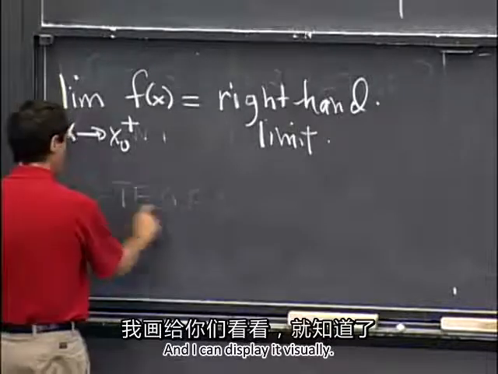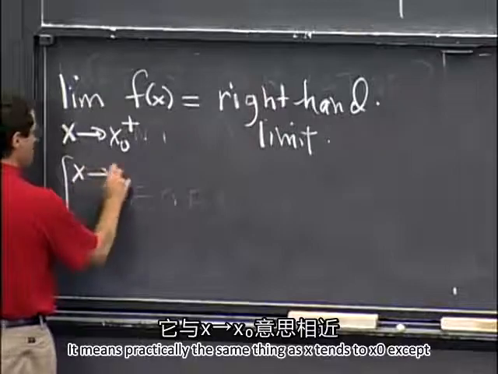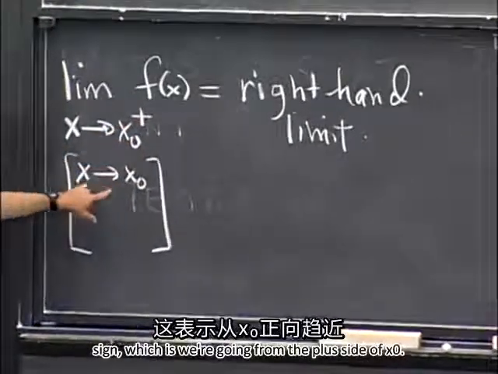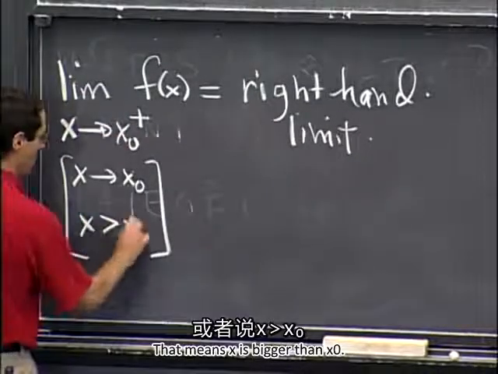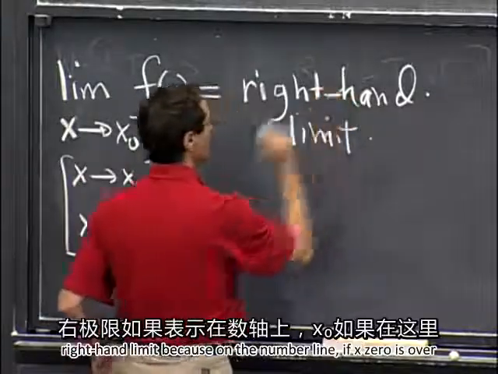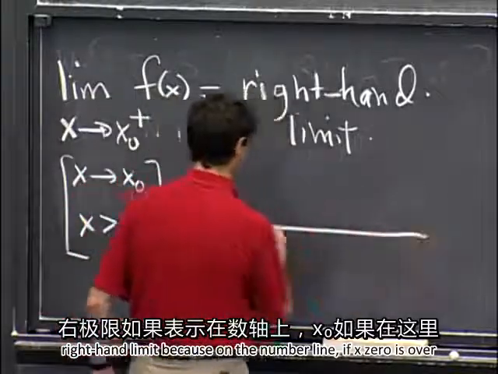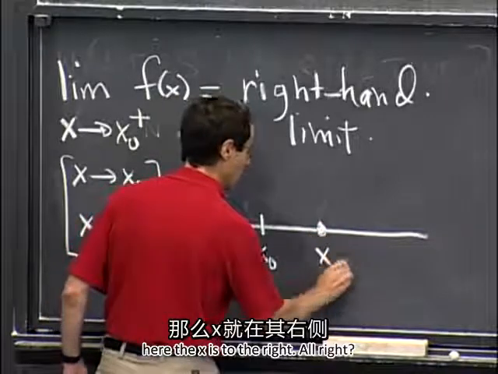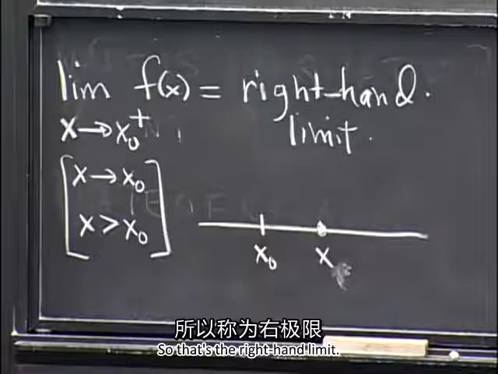And I can display it visually. So what does this mean? It means practically the same thing as x tends to x0, except there's one more restriction which has to do with this plus sign, which is we're going from the plus side of x0. That means x is bigger than x0. And I say right-hand limit, because on the number line, if x0 is over here, the x is to the right. All right, so that's a right-hand limit.